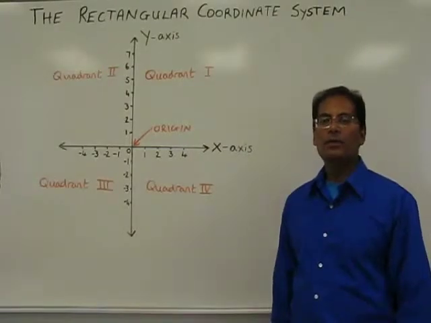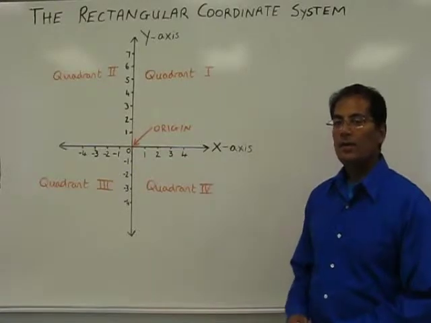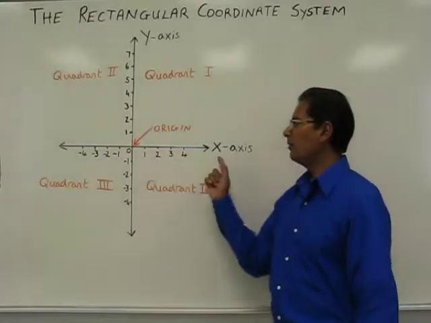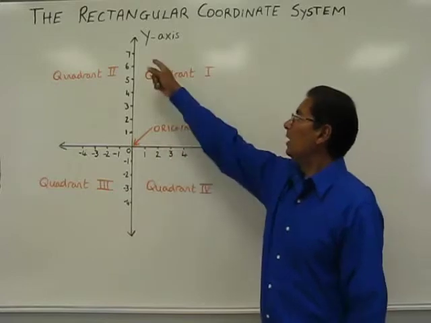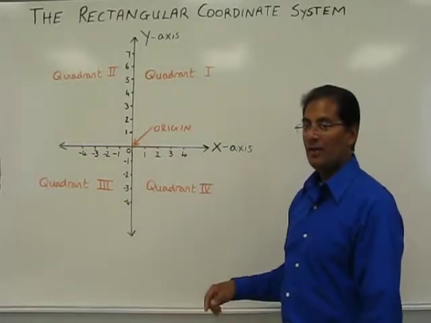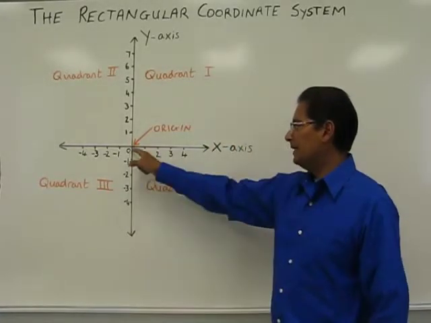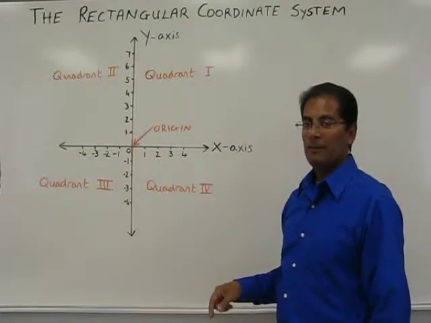The rectangular coordinate system can be created by taking two lines, one horizontal called the x-axis and one vertical called the y-axis, and intersecting them. Where they intersect would be the origin.